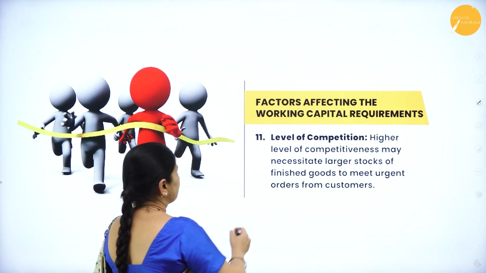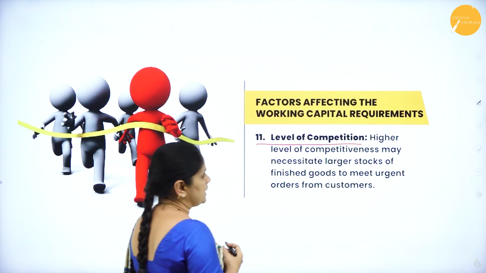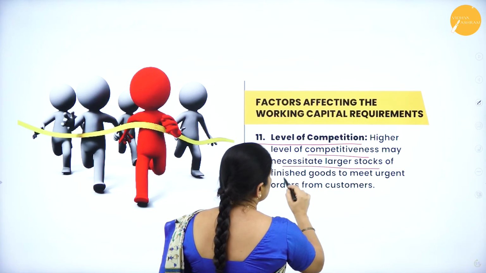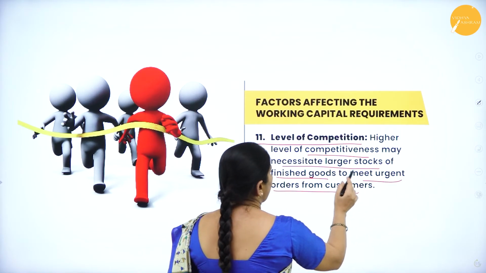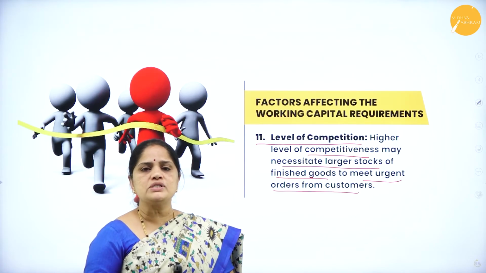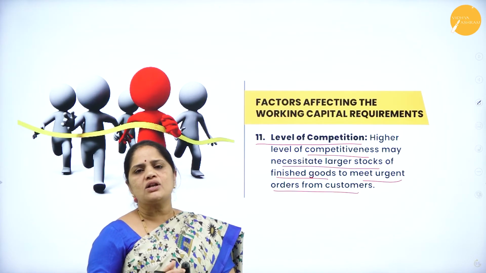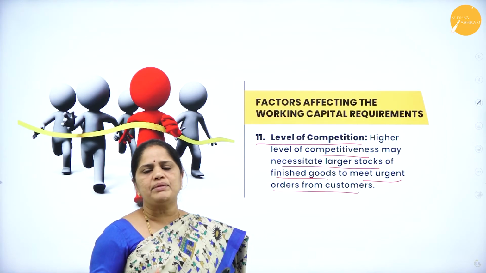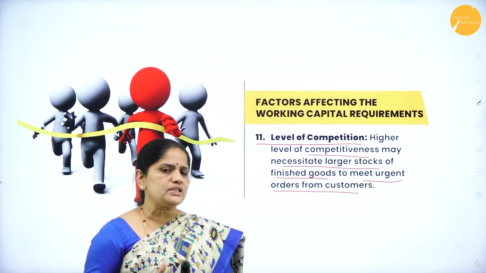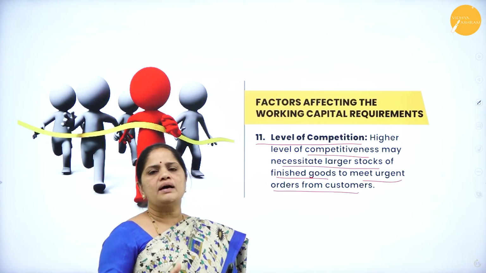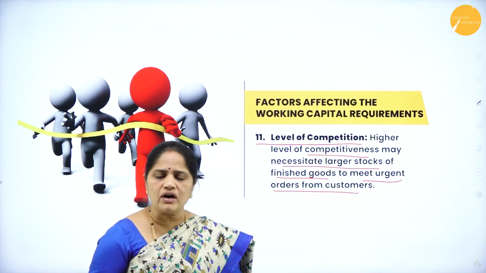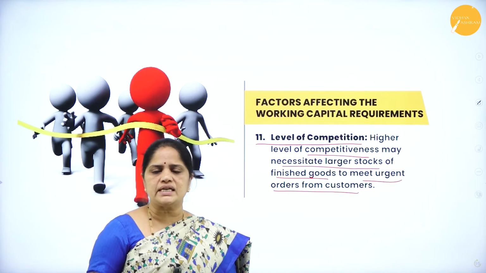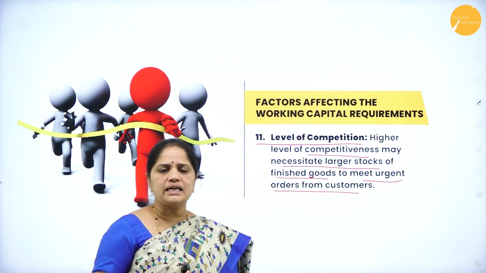Then the other factor affecting working capital requirement is the level of competition. Now, what do we mean by level of competition? A higher level of competitiveness necessitates larger stocks of finished goods to meet urgent orders from customers. Now, if the company is producing products which are highly competitive or which have a lot of competition in the market, then it has to ensure that there is a stock of finished goods always available to meet the ever increasing demand for the product. Now, when you have all your funds locked up in the finished goods, then that will require a lot of working capital. So, depending on the competition the company or the product is facing, we will have to see that the working capital will be met.